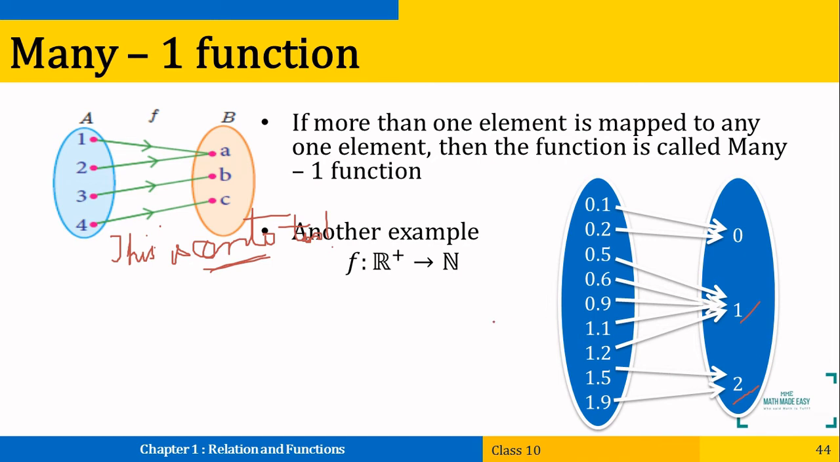Since many elements in the domain are mapped to the same element in the codomain, look at 0.5, 0.6, 0.9, 1.1, 1.2. So many elements here in the domain are mapped to 1. So this is like a number of flies going into one jackfruit, right. I can't imagine a better example than this. So this is a many-to-one function.